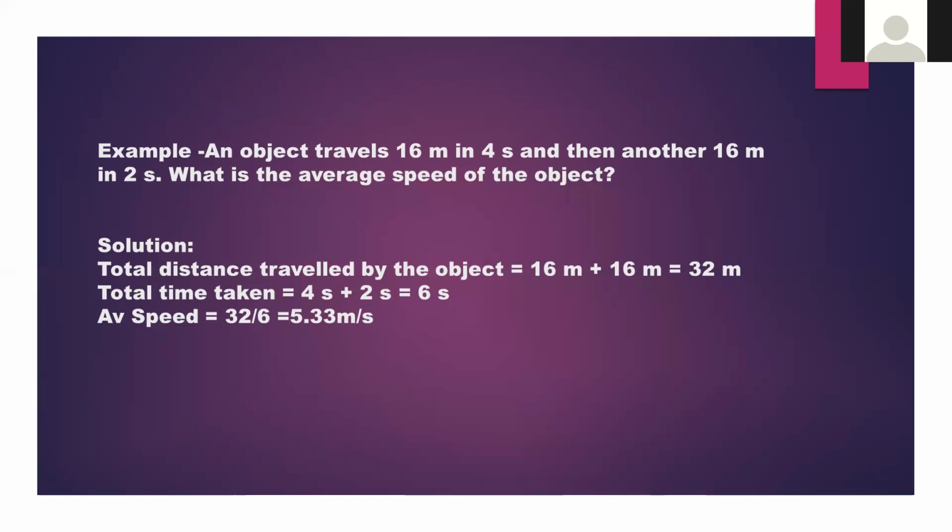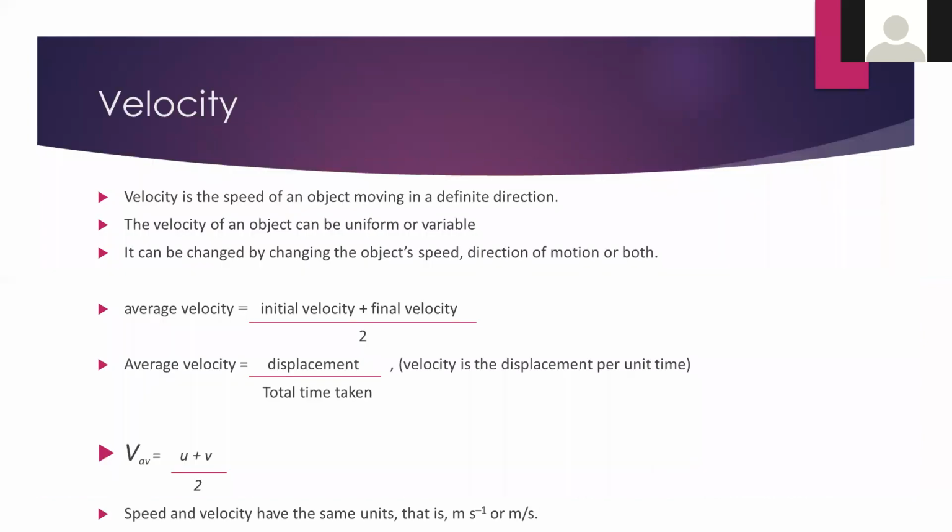Let's see with the help of an example. An object travels 16 meters in 4 seconds and then another 16 meters in 2 seconds. What is the average speed of the object? The total distance traveled by the object is 16 meters plus 16 meters, that is 32 meters. And total time taken is 4 seconds plus 2 seconds, that is 6 seconds. So the average speed will be 32 by 6, distance by time.